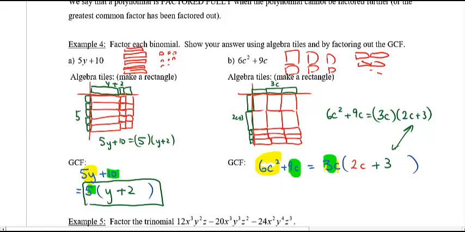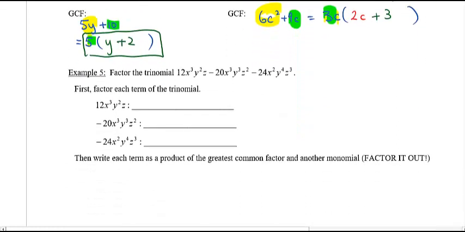So if I want to factor this one now, one of the ways you can do this scary trinomial is actually factor each term of the trinomial first if you'd like. And then you can write each term as the product of this greatest common factor and another monomial. So the key thing is to figure out the greatest common factor. Okay, think about the 12 here. 12 can be what? 2 times 2 times 3, I guess. You have your x cubed, y squared, and z.